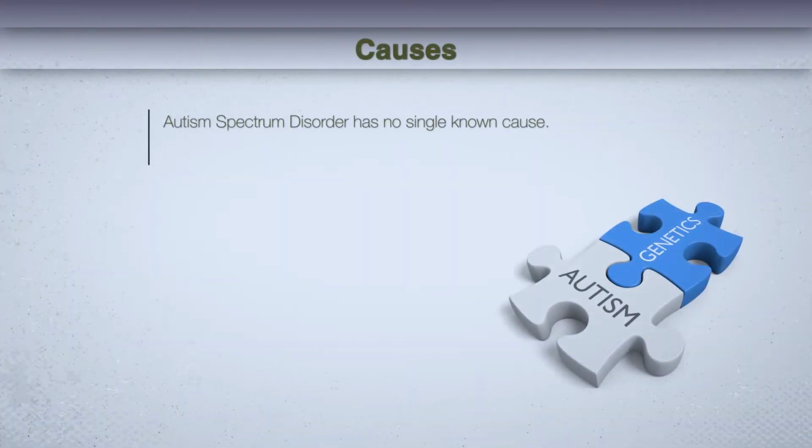Autism spectrum disorder has no single known cause. Given the complexity of this disorder and the fact that symptoms and severity of each case can vary from person to person, there are most likely many different causes. It is believed that both genetics and environment play a role in causing ASD.